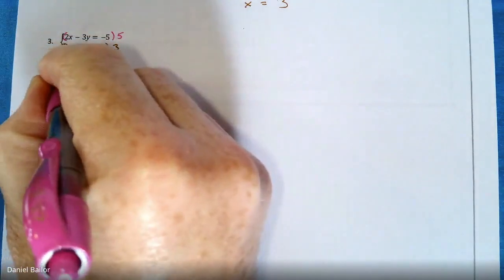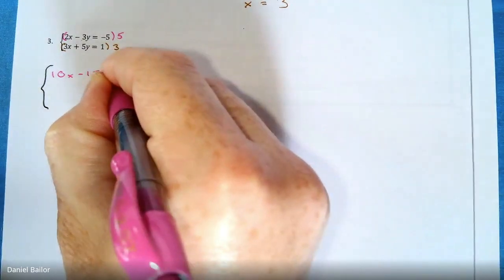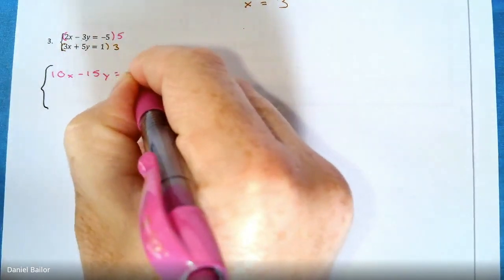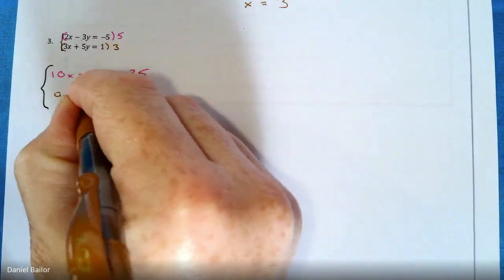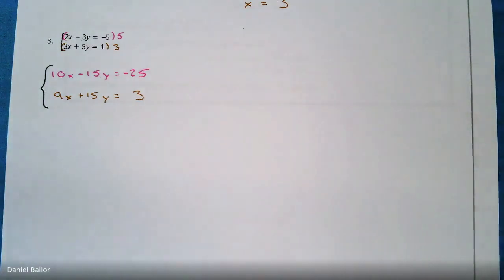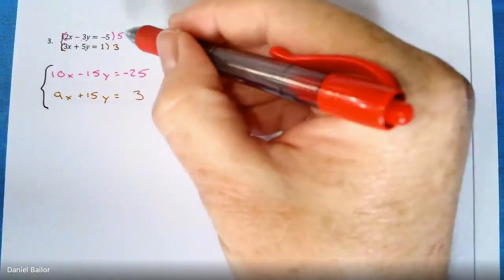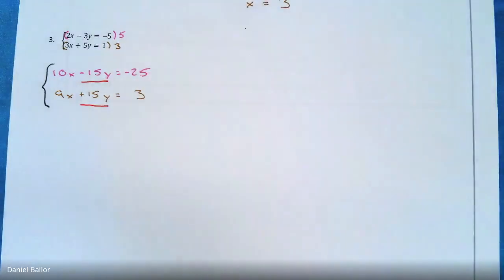2x times 5 is 10x. -3 times 5 is -15, and there's y. -5 times 5 is -25. For the brown equation, 3x times 3 is 9x. 5y times 3 is 15y. And 1 times 3 is 3. And the reason I chose these numbers to multiply is now I have something to eliminate. I can eliminate the y term because -15y and 15y are opposites.